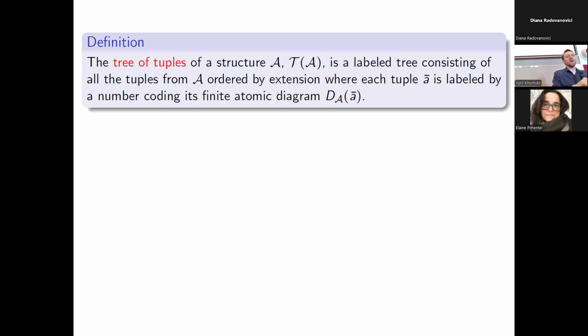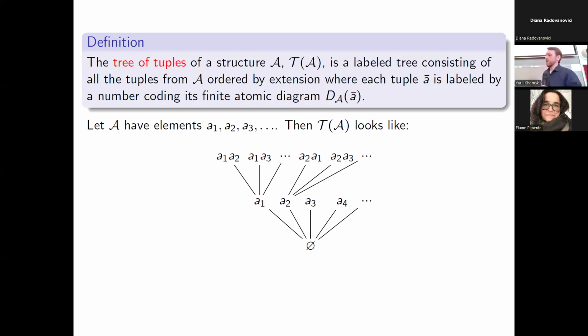It's going to consist of all the tuples from the structure ordered by extension. And each tuple is coming from the structure, it has some atomic type in the structure, and I'm going to label it by that. So for example, if the structure is elements A1, A2, A3, and so on, then this is what my tree is going to look like. The root node is just the empty tuple. Its children are all the one tuples. The children of a one tuple are all the two tuples that extend it, and so on. So I'm taking all the finite tuples from the structure, and I'm arranging them in this tree of extensions. At each height, you have tuples of that length.